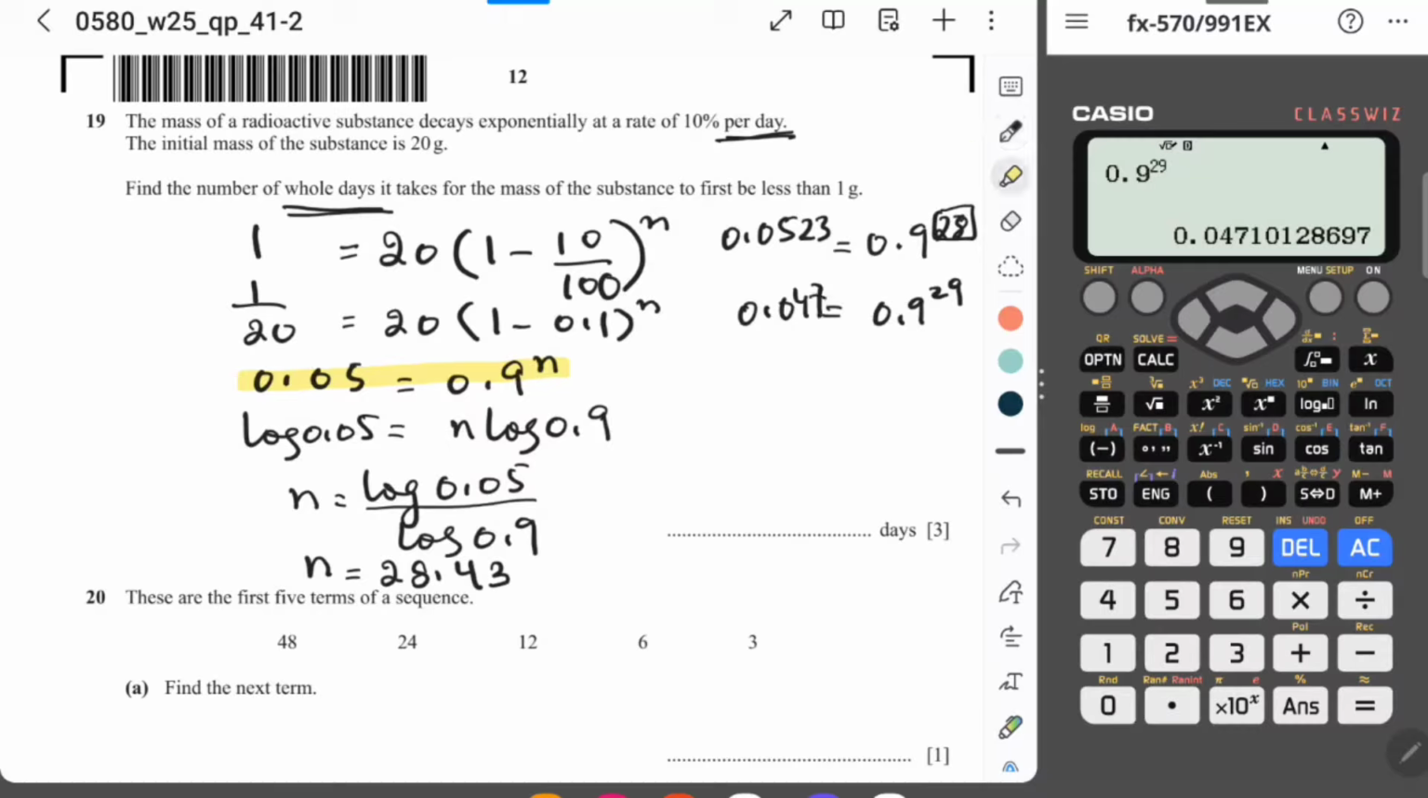Alright, so 0.53 is more than 0.053 is more than this number, and 0.047 is less than this number. It should be less than 1 gram. So this side is less, it should be less than this. So it will be 29 days. Or the other thing, if you don't apply the log, then you keep finding out what is 0.9 power of 5, like that, and then you get 0.59. Obviously it's more. Then you try, and then you get 29 days is the proper answer for this question.